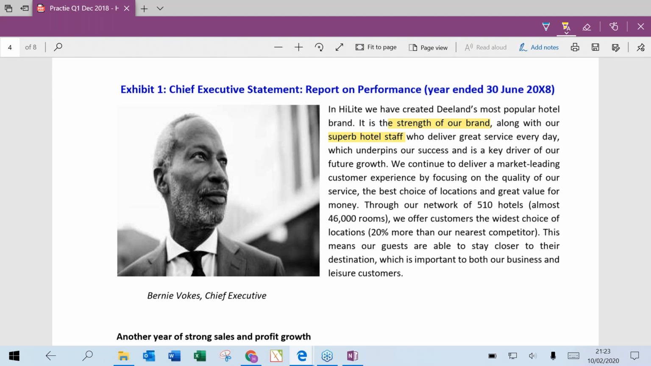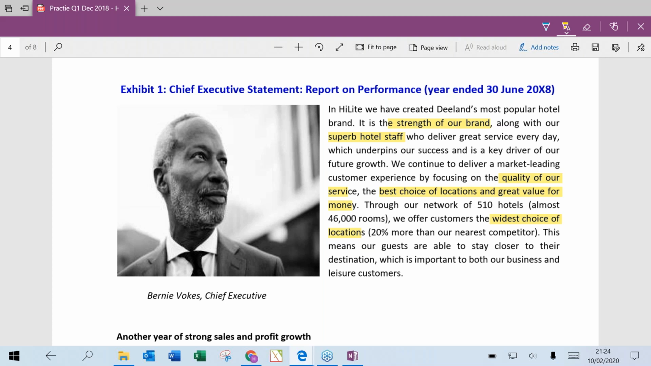We continue to deliver a market leading customer experience by focusing on the quality of our service, good service, best choice of locations, and great value for money. Through our network of 510 hotels, we offer customers widest choice of locations, 20% more than our nearest competitor. This means our guests are able to stay closer to their destination, which is important to both our business and leisure customers. Okay, so good things or bad things?